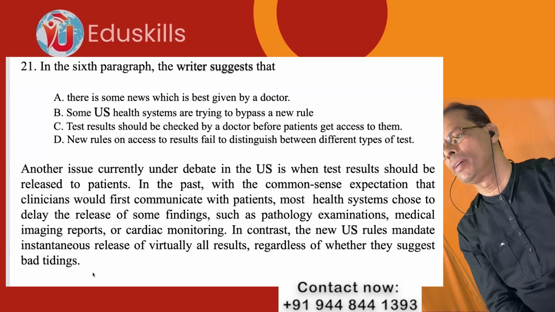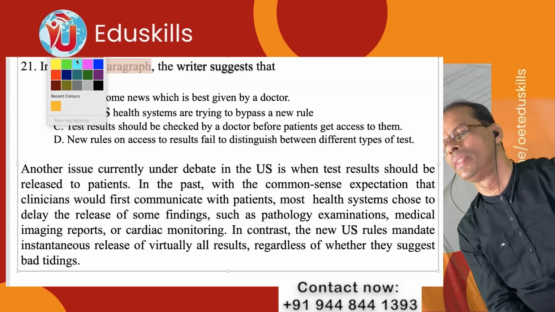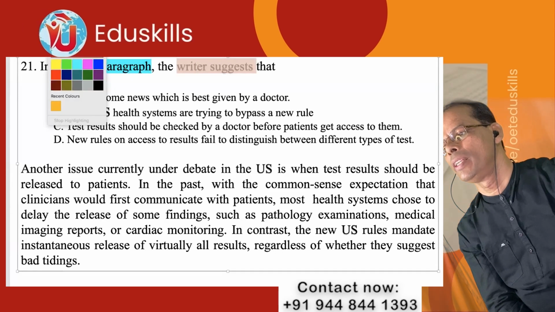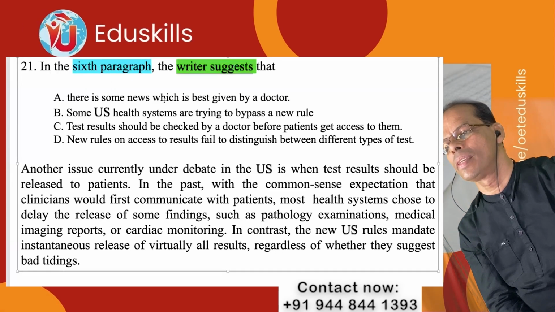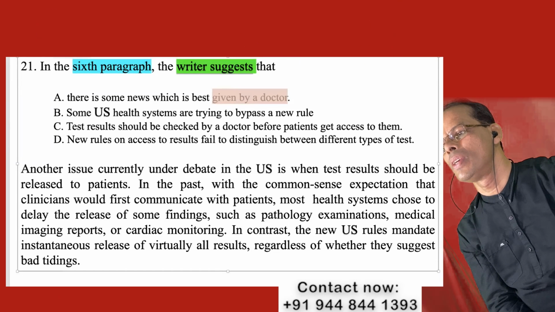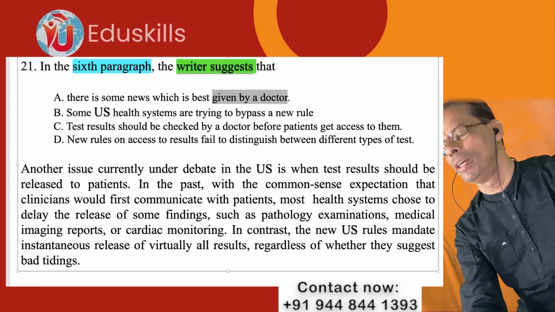So the sixth paragraph tells you how to immediately jump into the sixth paragraph. Then the writer suggests. The opinion of the writer is important here. The options are, there is some news which is best given by a doctor. Who gives the news is the question here. Who can best give the news?